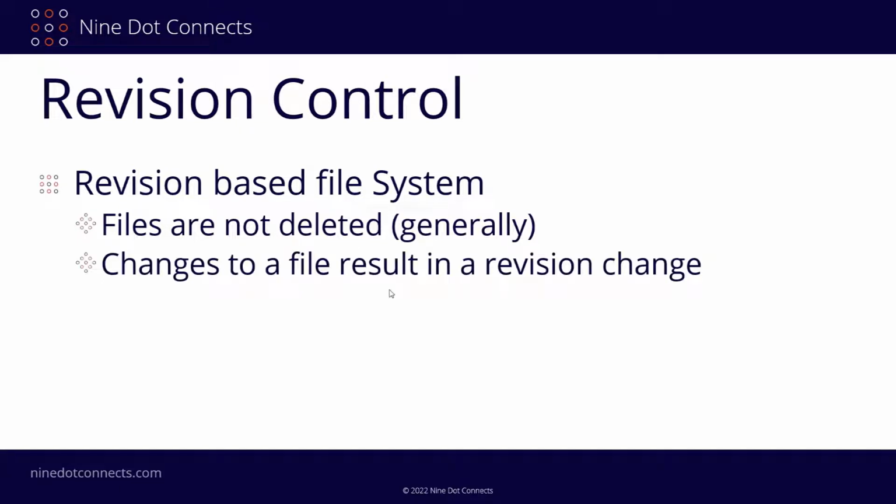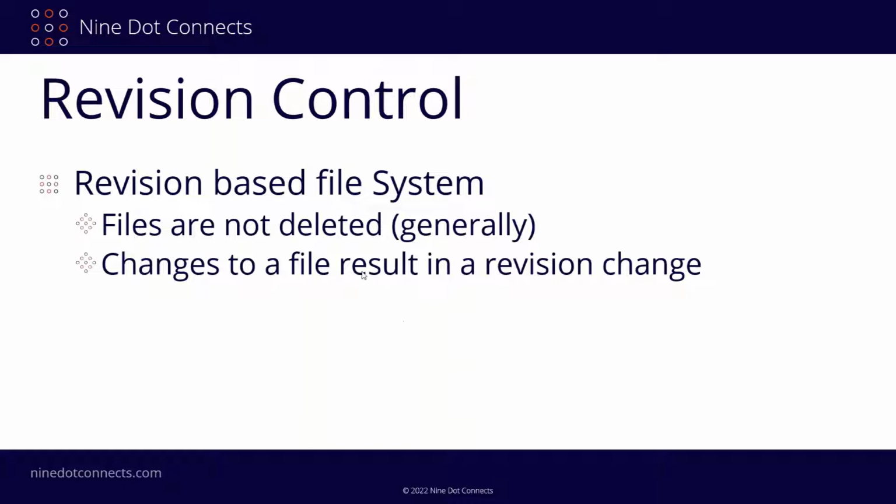So changes to a file result in a revision change. What we mean by this is that if I go into a file, and I'll show this here in a few minutes, and I say edit, I'm not really editing that file. What it's doing is taking a capture of the existing file, allowing me to make changes to it, and when I save it, it comes out as a new revision of that file. The old revision of that file is still there.